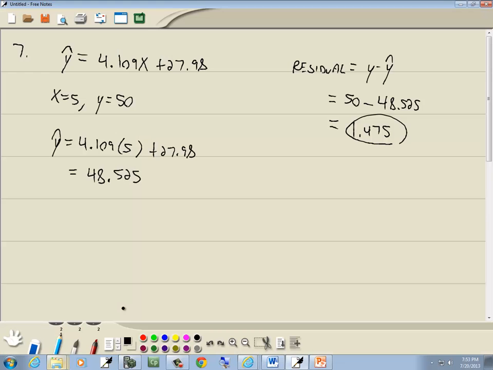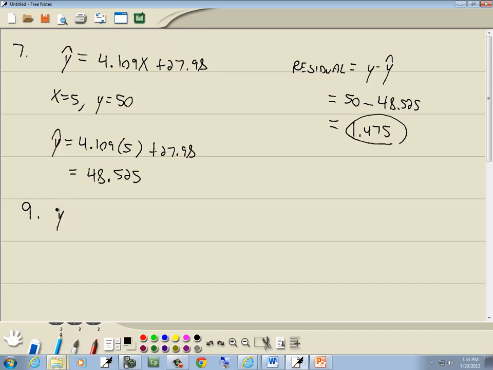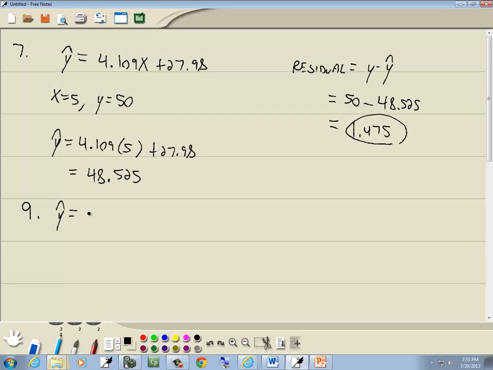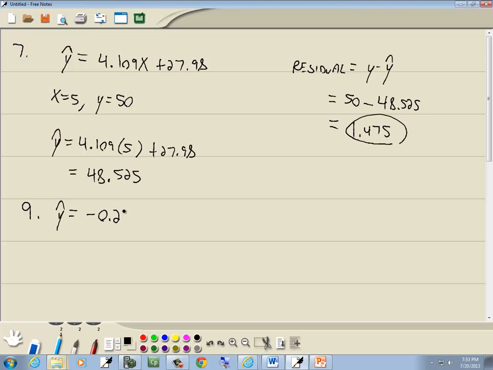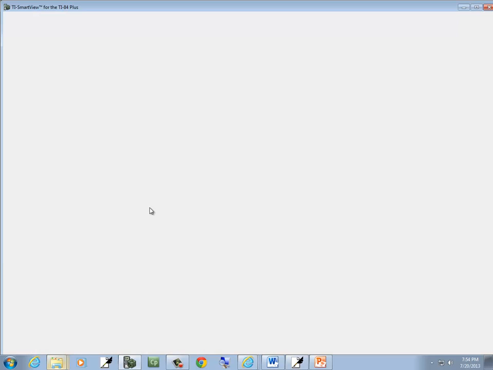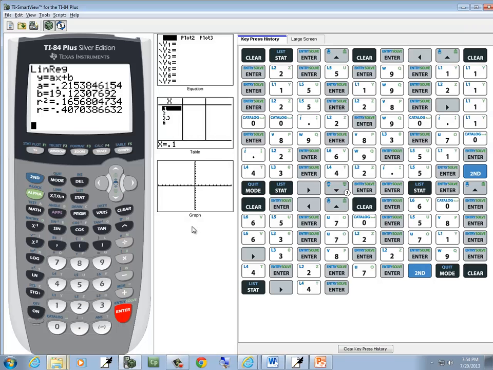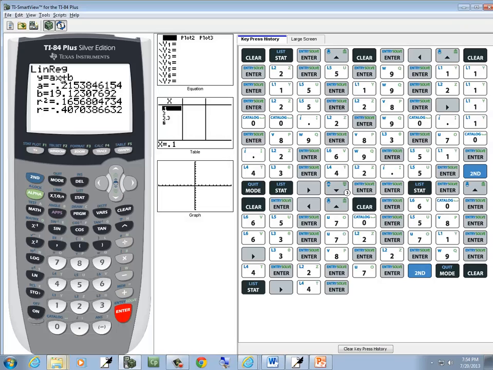So Y hat, what is this, problem number 9, I think? Y hat is going to equal A, which is negative, I'll take these 3 decimal places, 0.215. In theory, you don't want to round it at all, but plus 19.123. So again, we took the A and B they gave us and plugged it into the formula at the top, and that gives us our least squares regression equation.